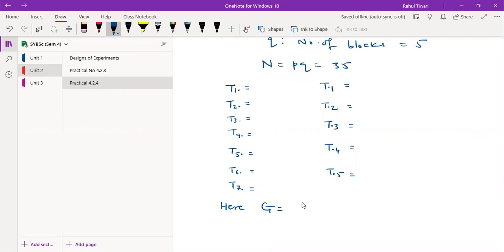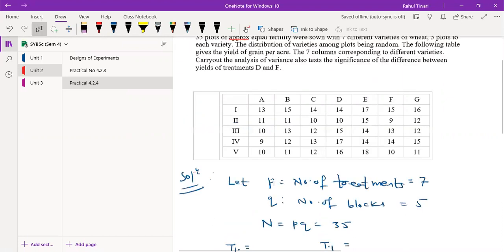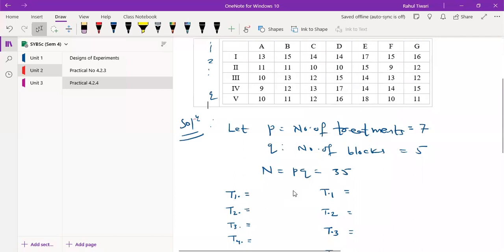So T1 dot, meaning you have to take the first treatment over the range of J. This is your I data, 1 2 up to P. This is 1 2 up to Q. So over the range of Q, we have to add this all. So that will give us, I think, 1053.